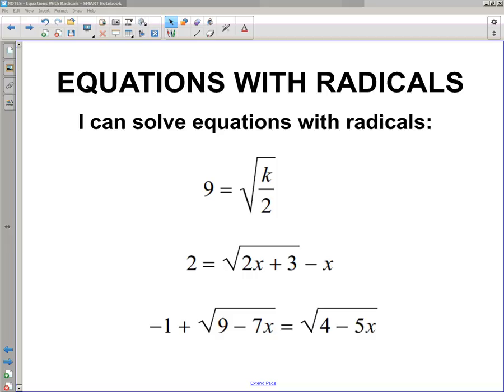In this video, we're going to go over how to solve equations with radicals. We're going to see some examples that are going to look like the three equations that are on your screen here, and our goal is to solve these equations, find values of x to make these things true.